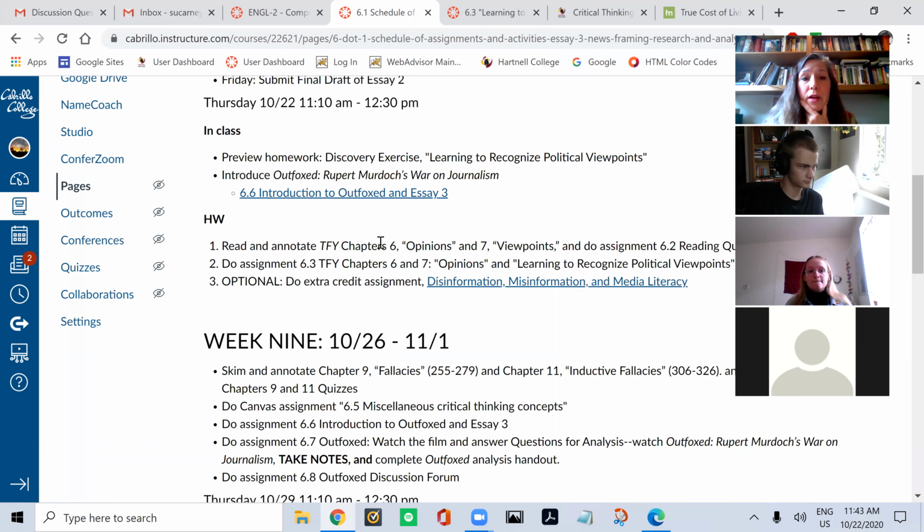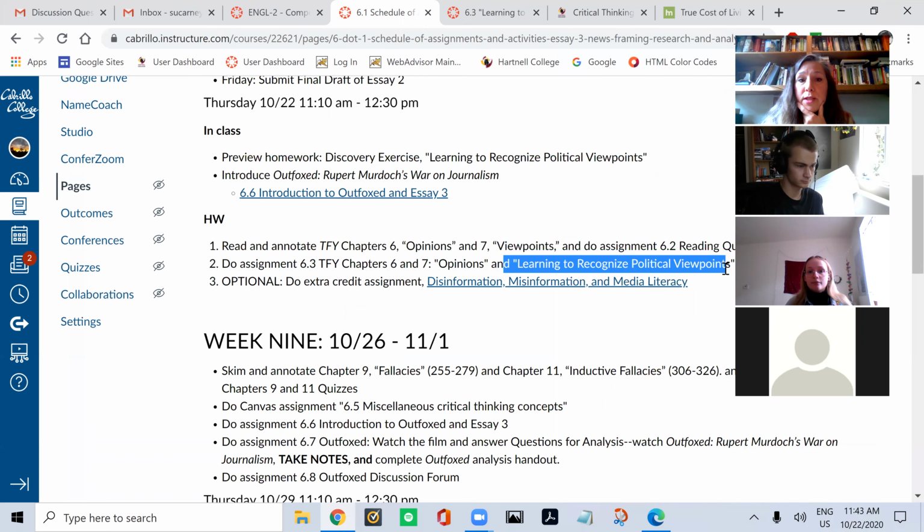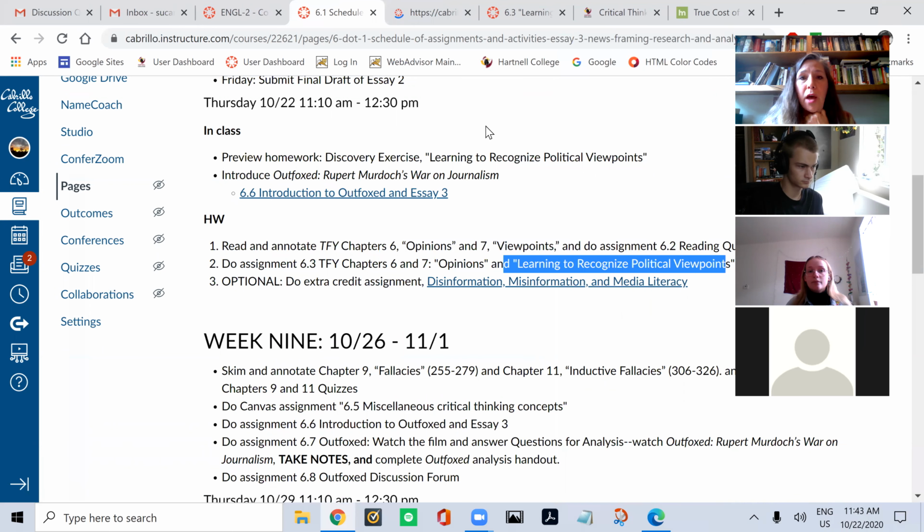Okay, but before you do that, do this. This is the reading quiz. Read and annotate those chapters and then do the quiz. And then do this learning to recognize political viewpoints. This is something I just put up. This is optional.